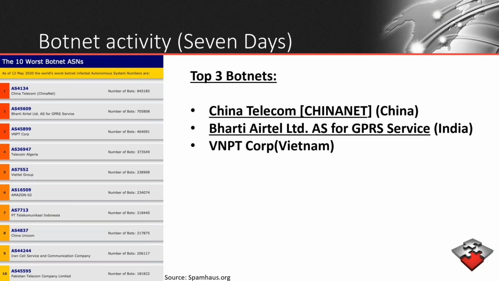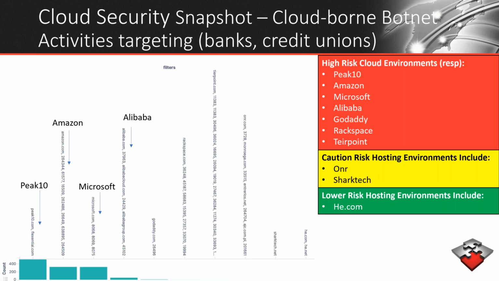Botnet activity over the last 7 days remains fairly consistent with prior trending. ChinaNet has replaced Jinrong Street at the top, but Bharti Airtel and VNPT have maintained their positions in the top 3. Jinrong Street, our consistent weekly top botnet ASN, remains absent and likely renamed or reallocated. Next slide, please.